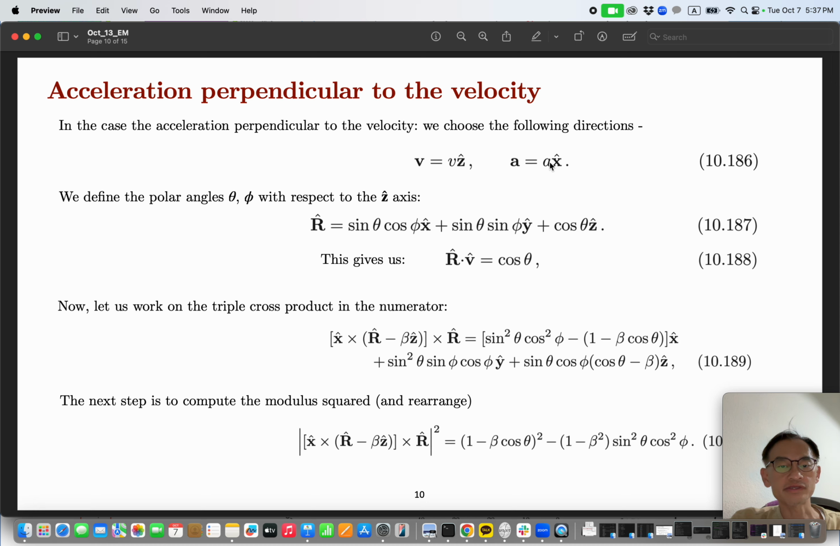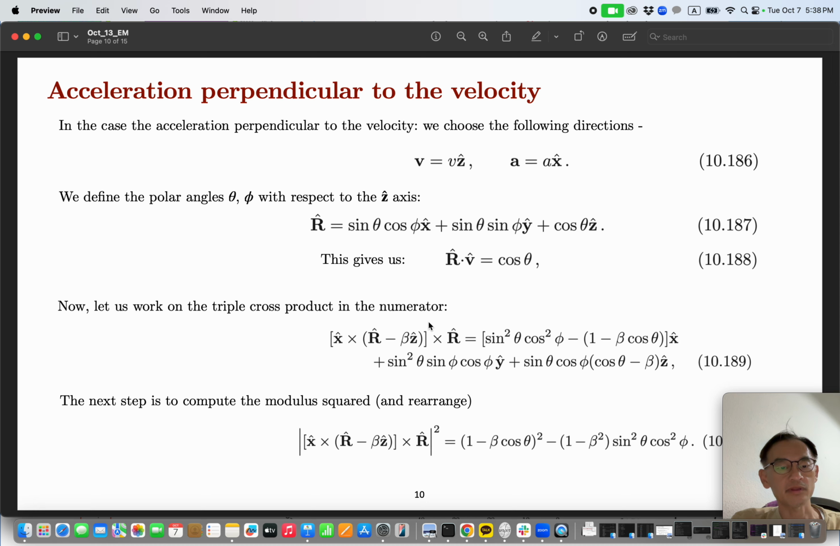And we chose the x-axis as the direction of the acceleration to make a certain reference direction. And then we can introduce the polar angles, theta and phi, with respect to the z-axis. And then we can parameterize r unit in terms of the spherical polar coordinates that we are familiar with. So this gives r dot v is cosine theta, and hopefully you remember this.